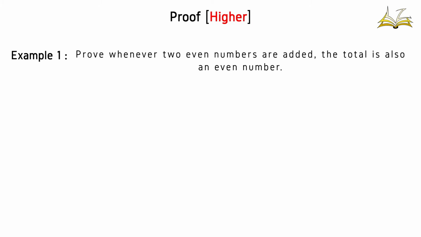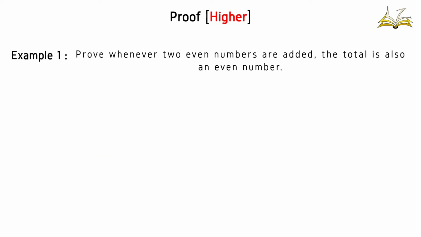Right, example 1. Prove whenever 2 even numbers are added, the total is also an even number. So yes, you could approach it like this. You could say 2 plus 2, they're both even numbers, and that gives you an even number, 4. Or 6 plus 4, they're also both even numbers, and they give you 10. Or 100 plus 100, which are both even numbers, which give you 200. So you can give some examples of even numbers and say that if you add these even numbers together, you get an even number. But we need to show this algebraically, so I'm about to show you how.